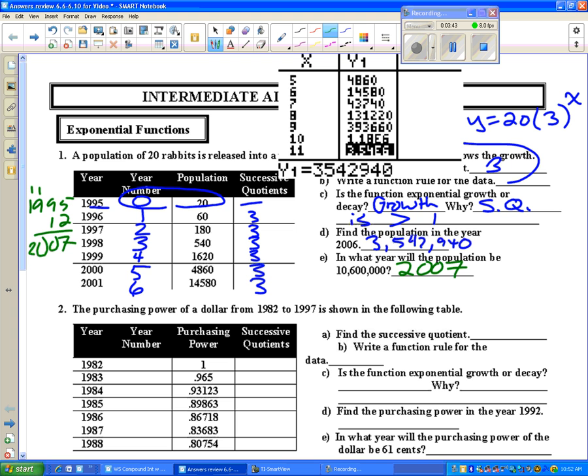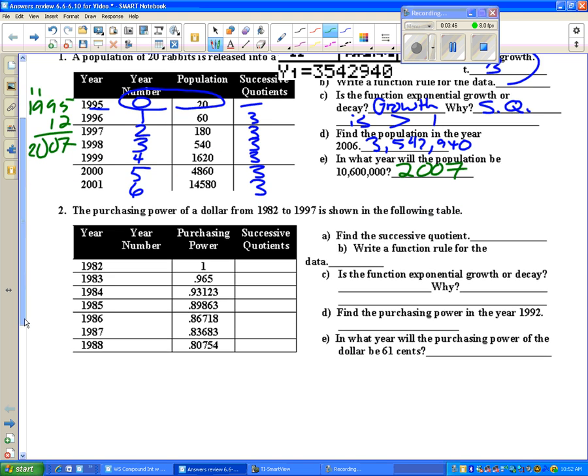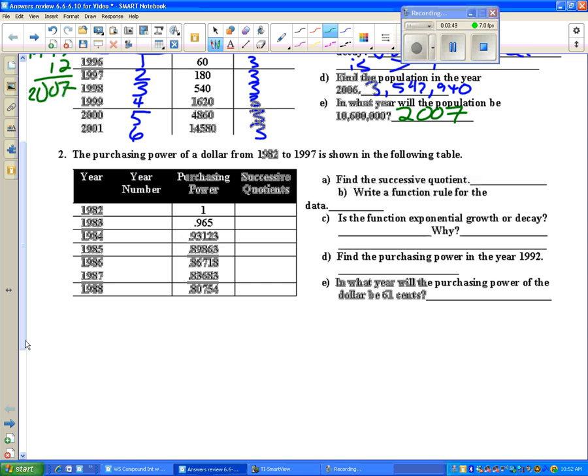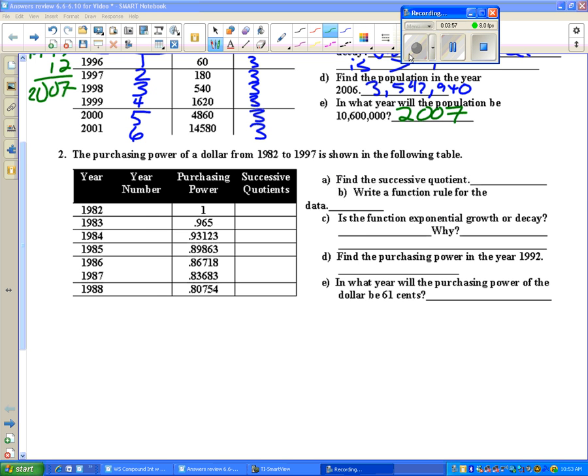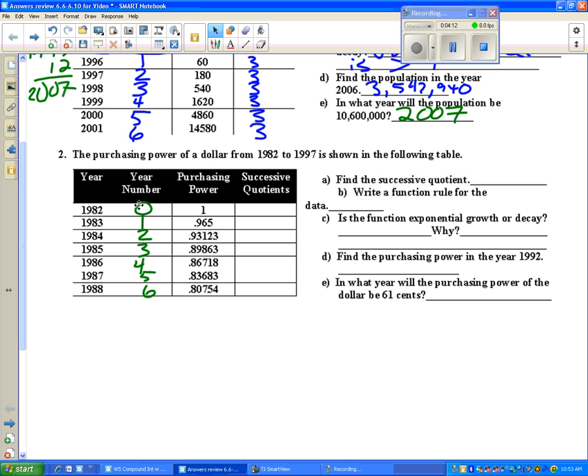All right. Number 2. The purchasing power of $1 from 1982 to 1997 is shown in the following table. Find the successive quotient. Again, 1982 is the first year, so that's 0. So this is 1, 2, 3, 4, 5, and 6 years. I want to find my successive quotient.